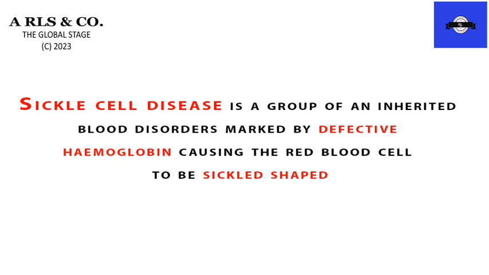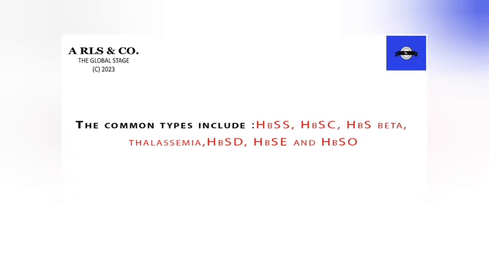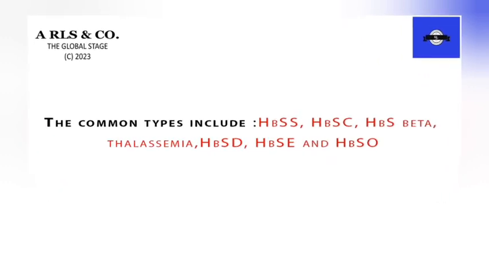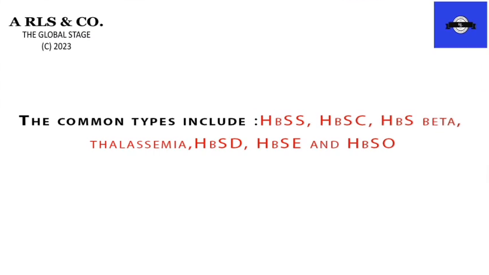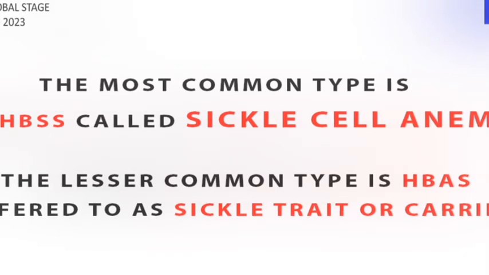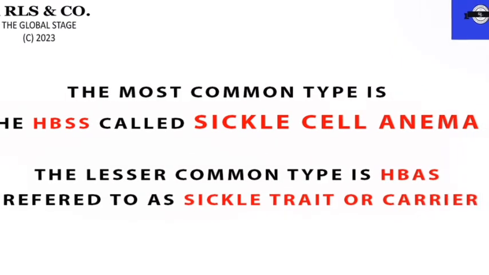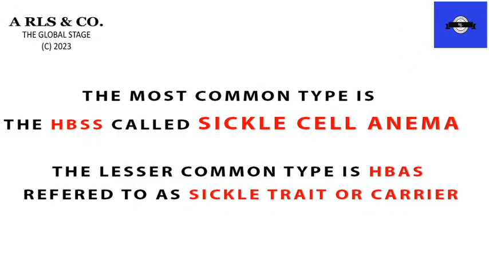It is a group of inherited blood disorders marked by defective hemoglobin causing the red blood cells to be sickle-shaped. The common types include HbSS, HbSC, HbS-beta thalassemia, HbSD, HbSE, and HbSO. But the most common and severe type is the autosomal recessive disease, HbSS, called sickle cell anemia. And this will be our focus in this video.